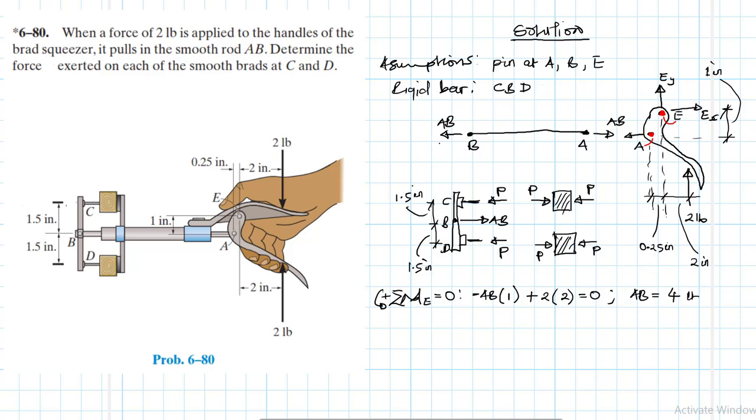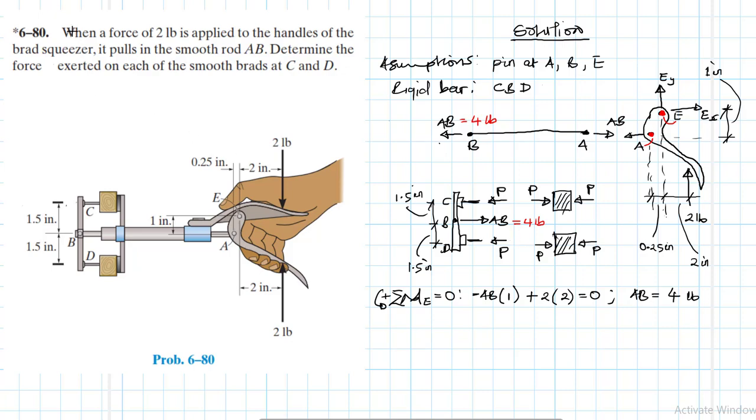Okay, so we found what AB is. AB is equal to 4 pounds, which is the same as the other one there. So AB is equal to 4 pounds. So if we found AB, so is this AB here equal to 4 pounds. Okay, so if we have AB equal to 4 pounds, it means we can apply the equations of equilibrium here on this rigid bar CBD, so that we find what P is.